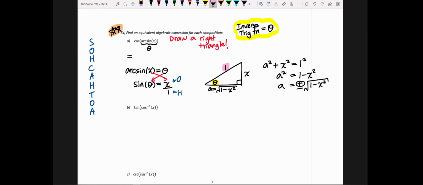Now that you have all three lengths of the right triangle, we can do the outside function. So our original question is, what is cosine of theta? In our right triangle, cosine of theta is the ratio of adjacent to hypotenuse. So that's square root of 1 minus x squared over 1. That's just the square root of 1 minus x squared.